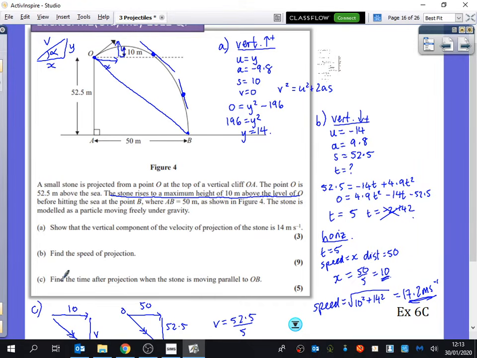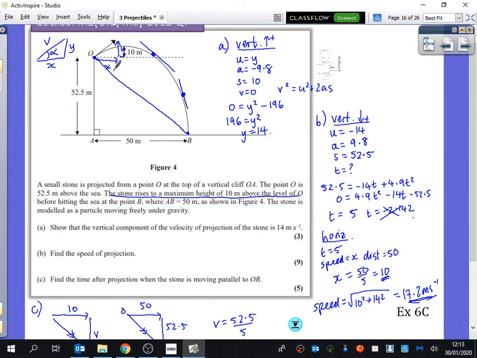So this question is trying to say, when is the stone moving parallel to OB? In other words, at what point on this journey is this tangent line going to be the same as this direction line that we've got here? Now, there are obviously many ways of thinking about this. One of the ways of thinking about this could be to do with gradient.